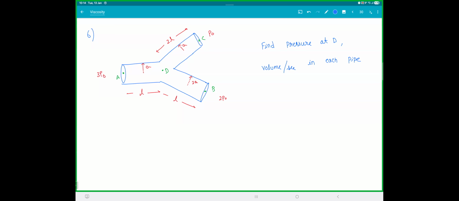Convert them into resistors. That much I'll tell you. From there, you'll understand what to do. Convert all 3 pipes into 3 resistors. The picture will look like this. Y shape, isn't it? Start from there.